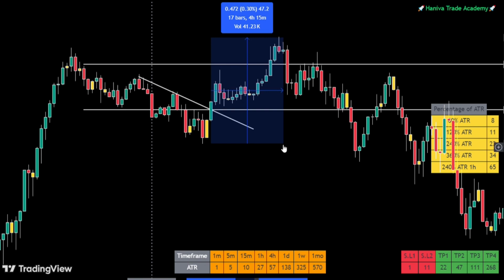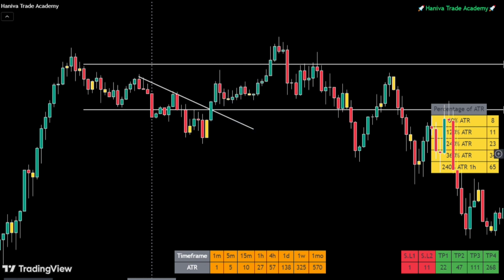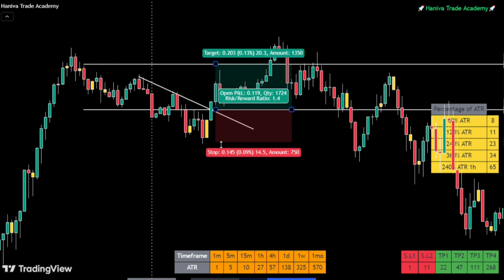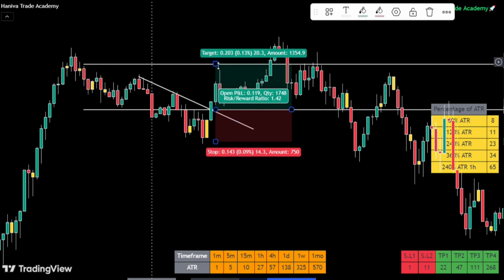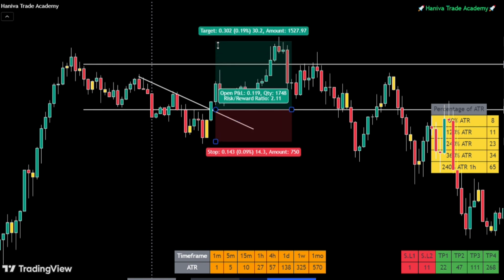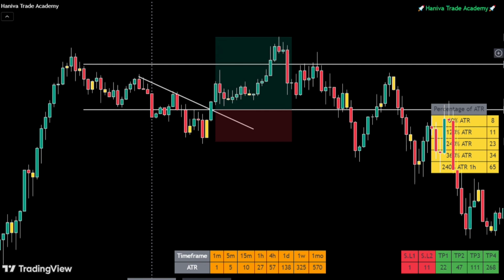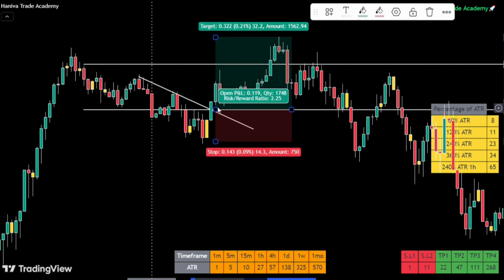For setting the stop loss, as mentioned, there are 2 methods. The first method is placing the stop loss 1 pip below the last low. Alternatively, we can place the stop loss 11 pips lower than the entry point. In this setup, if we choose target 2 of the indicator as our target and use the first stop-loss method, we would achieve a 1-to-2 risk-to-reward ratio.